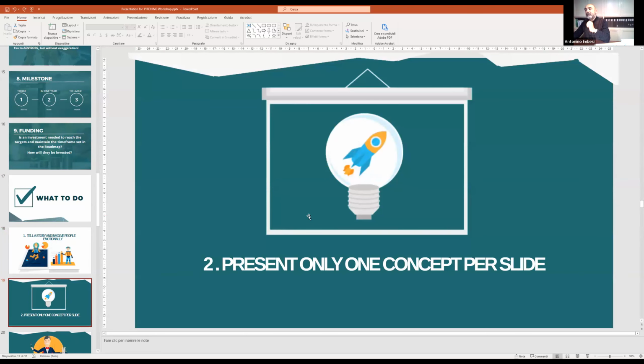Then they have to present only one concept per slide. Don't ask them to put too many things on the same slide, because this is not helpful for holding attention. So one slide, one concept.